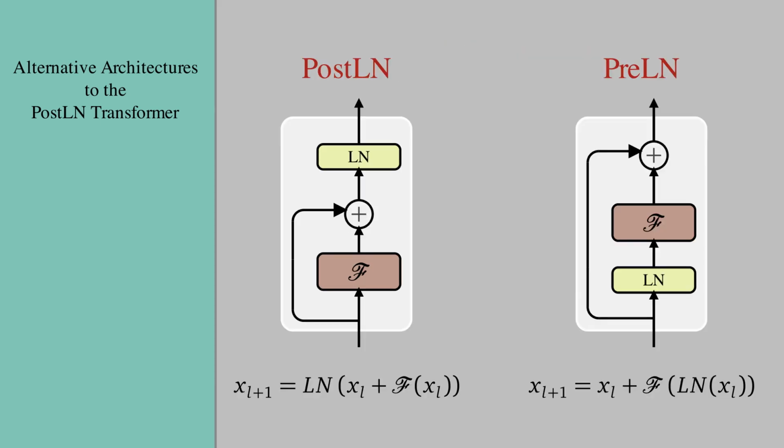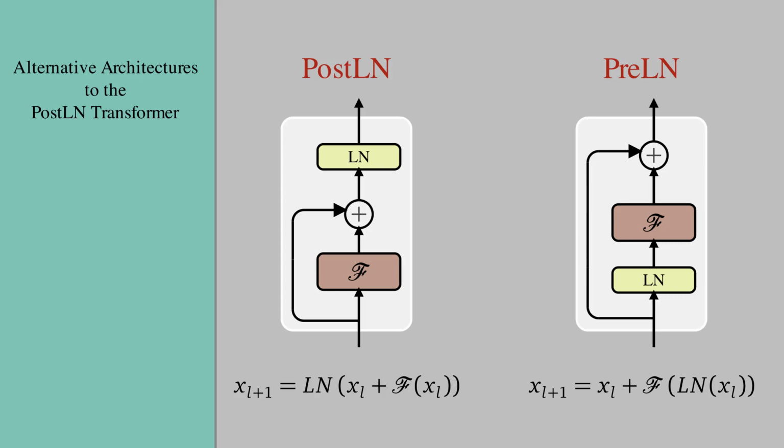Let's compare the architectures of PostLN and PreLN side by side. The equations shown below these architectures show the order of operations for these two architectures, with XL as the input to this entire block and the output being XL plus 1. In the PostLN architecture, we first compute f of XL, then we add that to the XL in the residual block, and at the end we apply layer norm to the result. But in the PreLN architecture, we compute f of LN of XL, and then we add the result to XL.